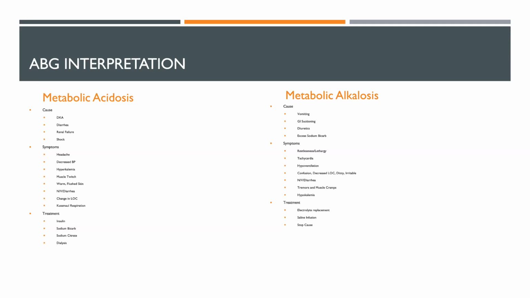Metabolic alkalosis can be caused by vomiting, GI suctioning, diuretics, and excessive sodium bicarb. Symptoms would start off as restlessness and progress to lethargy, tachycardia, hypoventilation, confusion, decreased level of consciousness, dizziness and irritability, nausea, vomiting, and diarrhea, tremors and muscle cramps, hypokalemia, and the treatment would be electrolyte replacement, saline infusions, and to stop the cause.